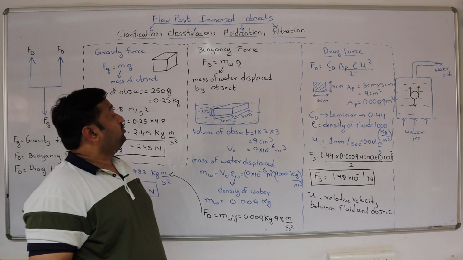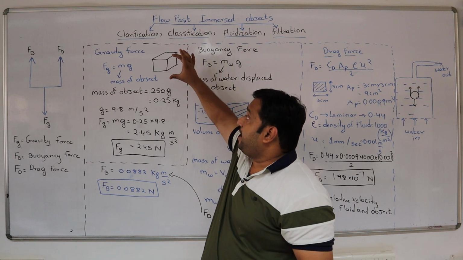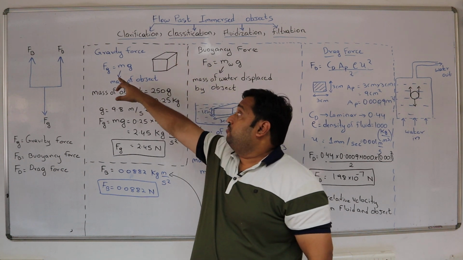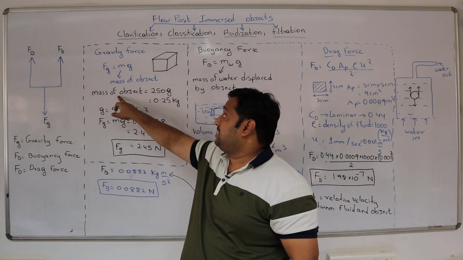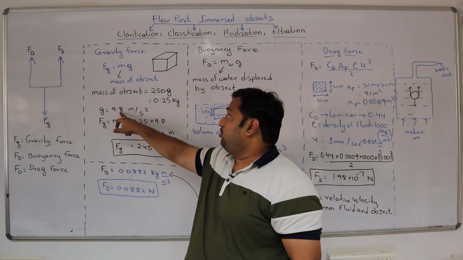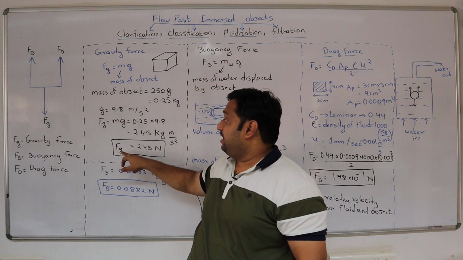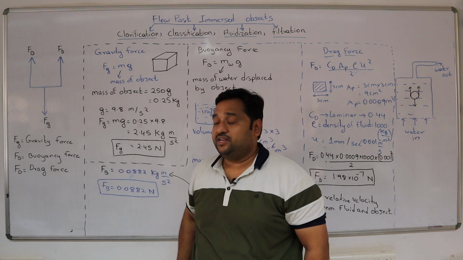Let us see how to calculate the gravity force, because I have a certain object. My gravity force is equal to the mass of this object times gravity. The mass of the object I have measured is around 250 grams, and gravity is equal to 9.8 meters per second squared. Then the gravity force is equal to 2.45 newtons.